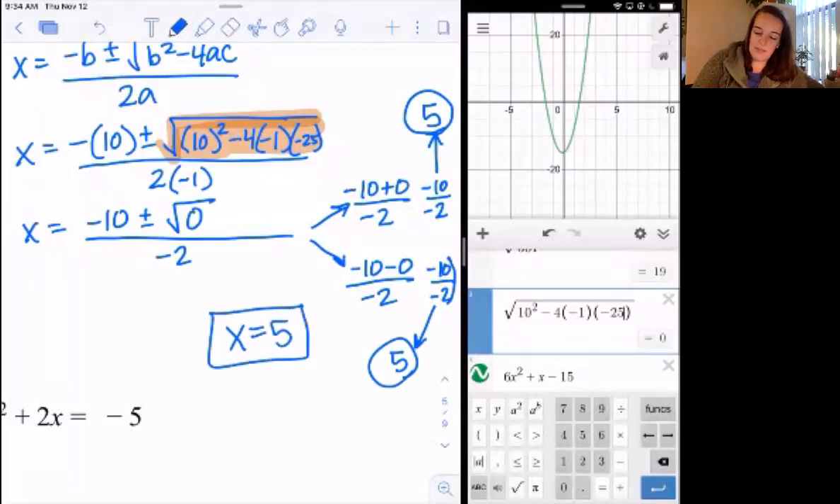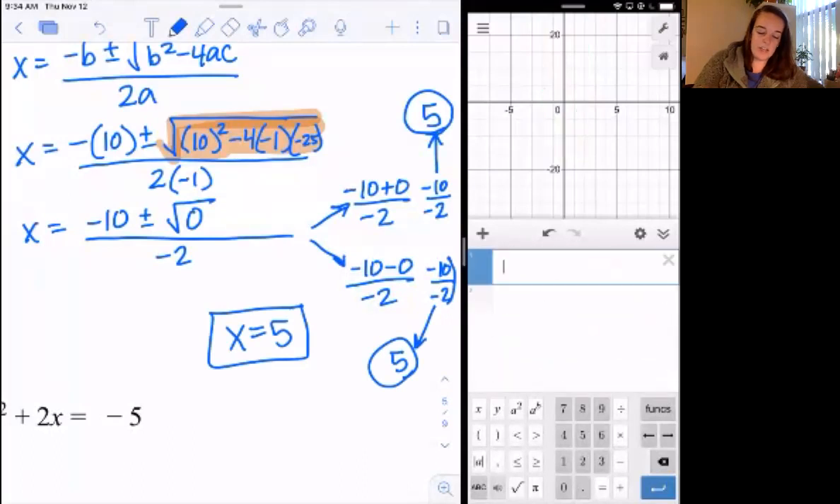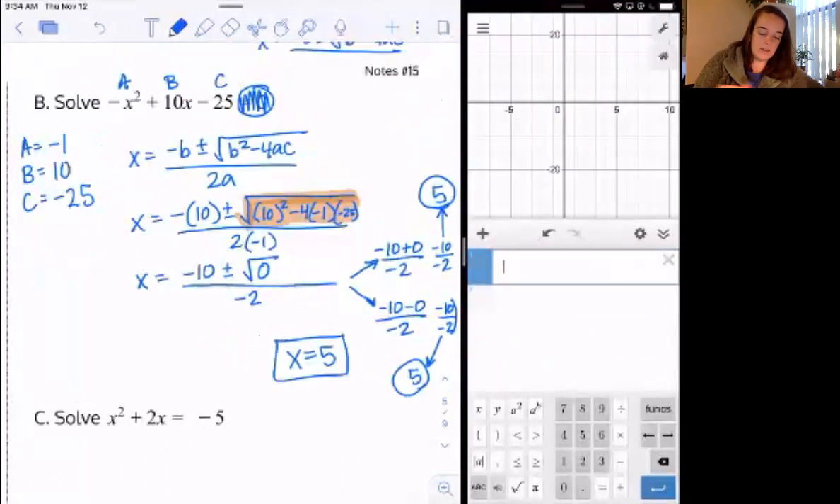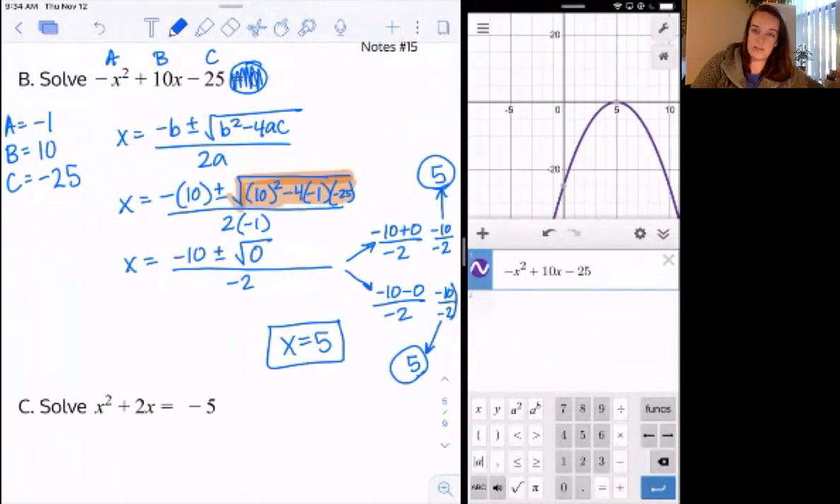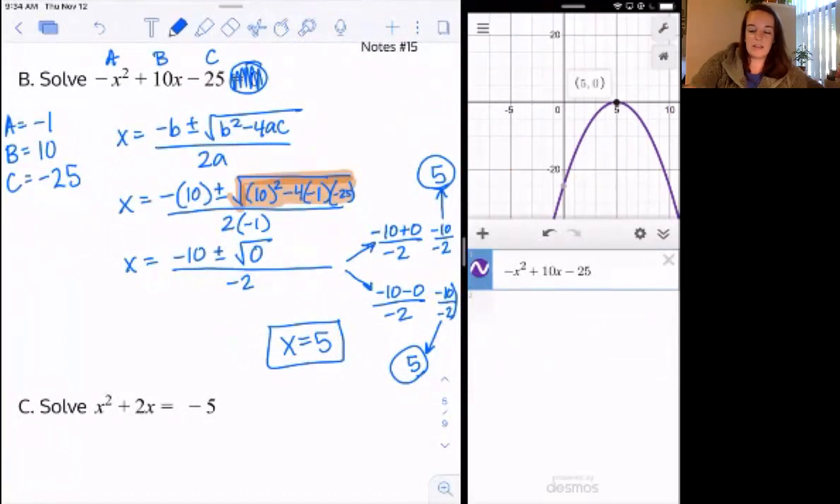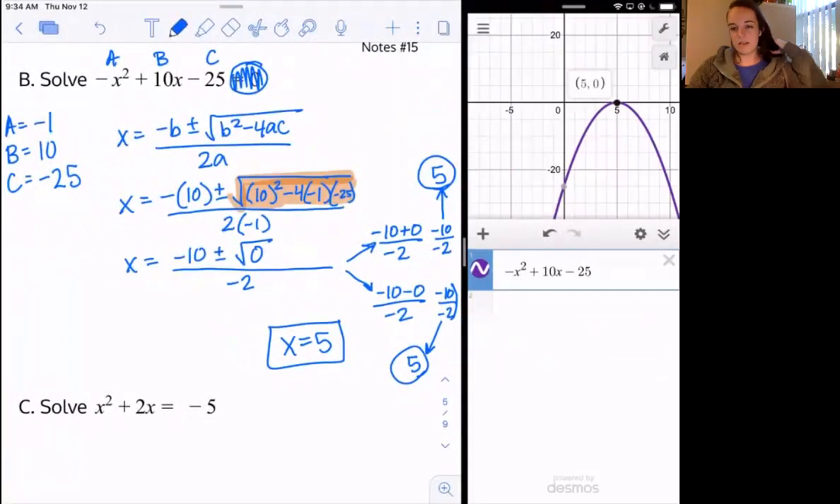If I am thinking about my graph or how to check my answer, you can remember that you can type it into your calculator, and you can check it out. And you can see it has one solution on the x-axis, and that solution is at positive 5. Awesome possum, we did it. Amazing.